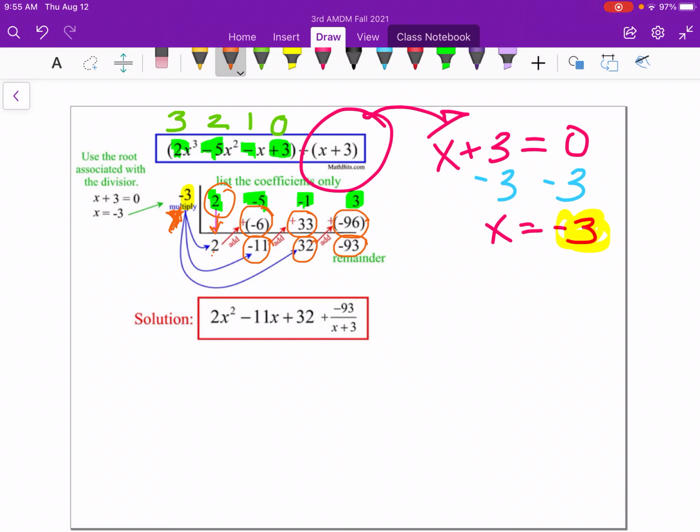And that's your remainder. So one way to get this answer all the way to the end is, this is the remainder. This is a degree of 0, or a constant, then a degree of 1, and then a degree of 2. So these numbers at the bottom become our coefficients. I've got a 2, that's this 2 coefficient here, negative 11 here, 32, and then negative 93 is right there as my remainder.